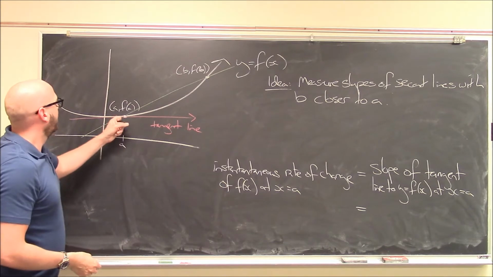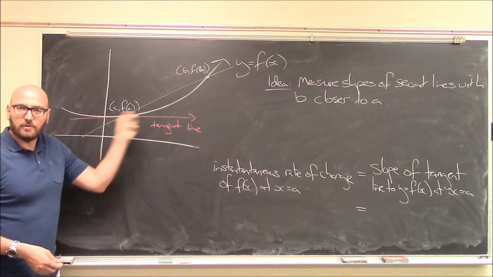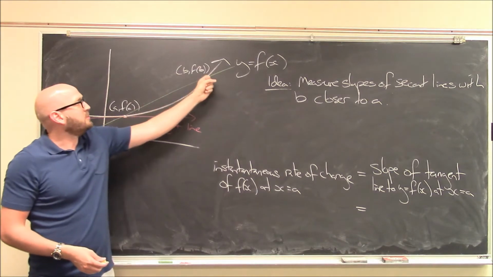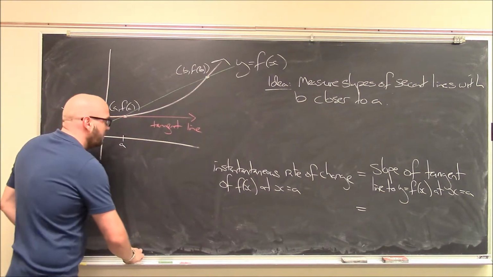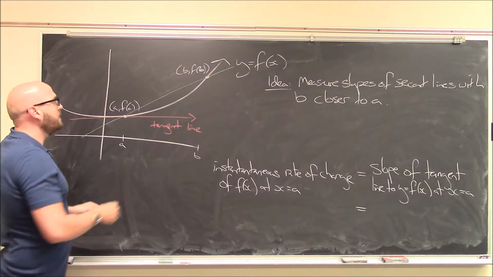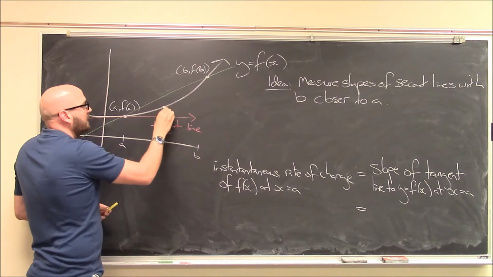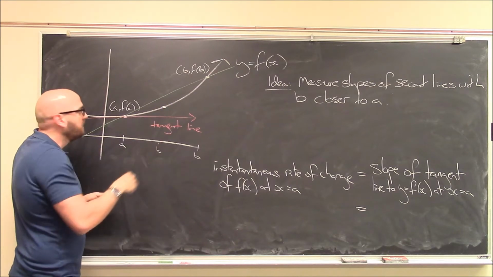Well, the reason the green line isn't a very good approximation of the slope of the red line is because I took b to be way out here, right? I took b to be this x value way out here. What if I make it closer? What if I choose, say, this point? So now I'm choosing my b to be right here.